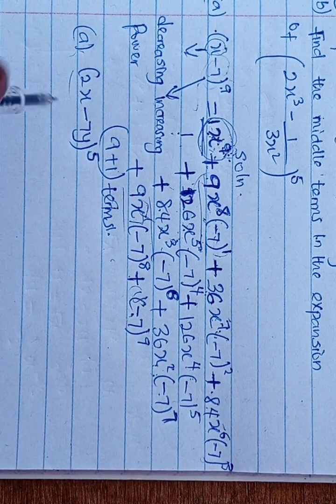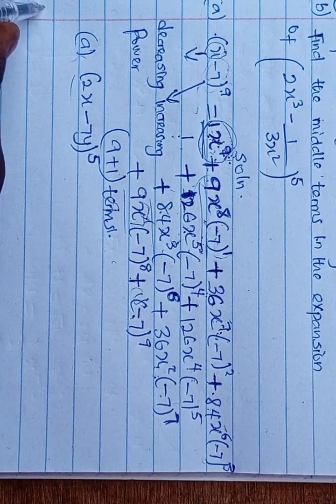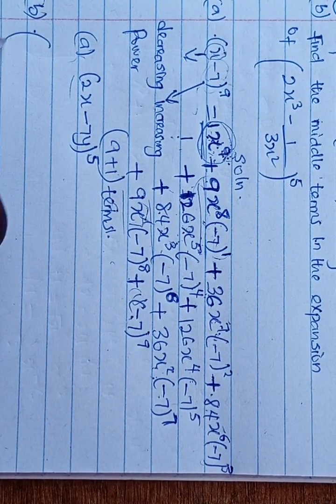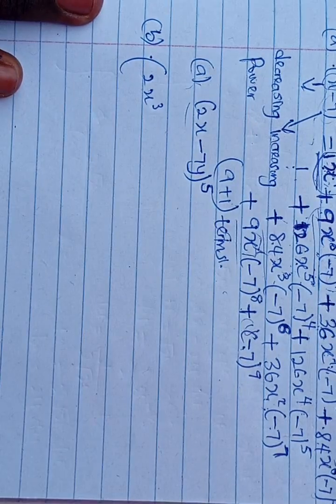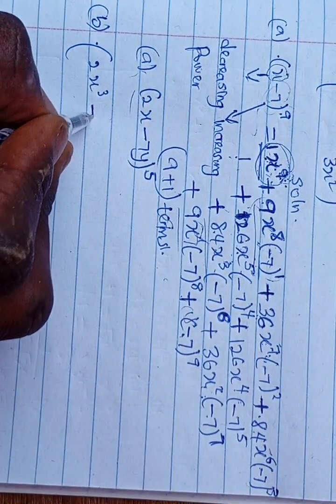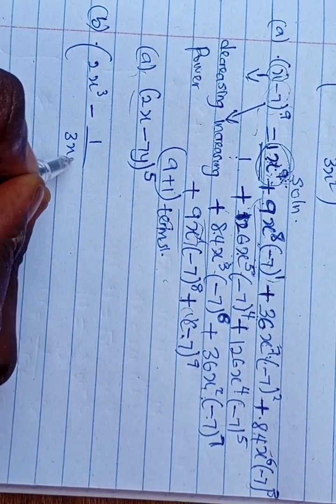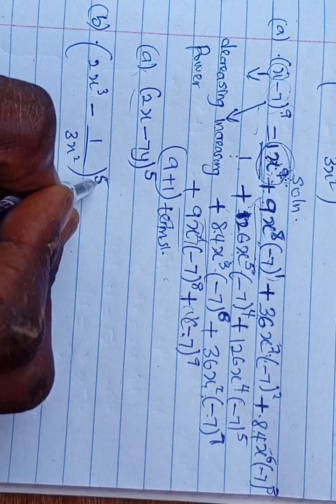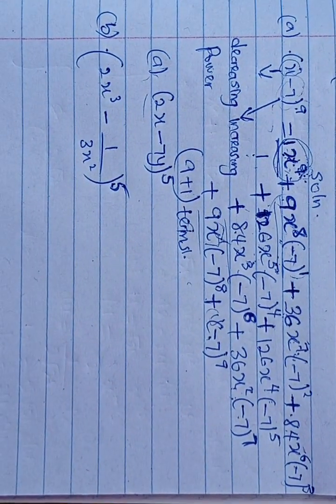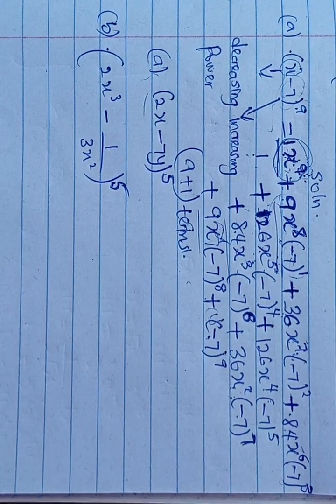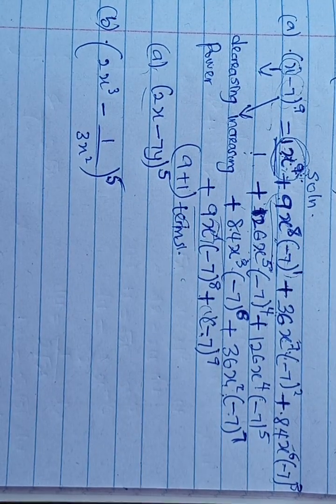Okay, now let's move to the second one, b, that is 2x cubed minus 1 over 3x squared, raised to power 5. We are asked to find the middle term, but there is a formula that we use to follow whenever we are asked to find any term or the coefficient of terms.